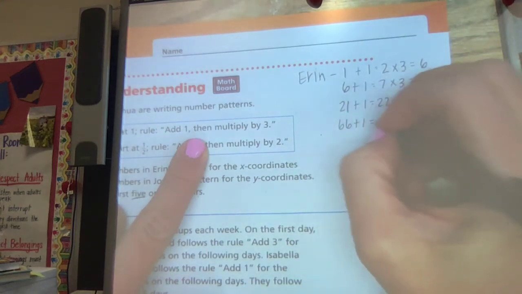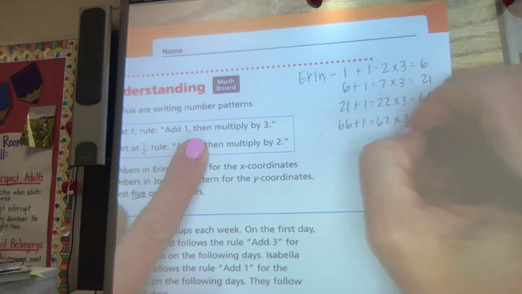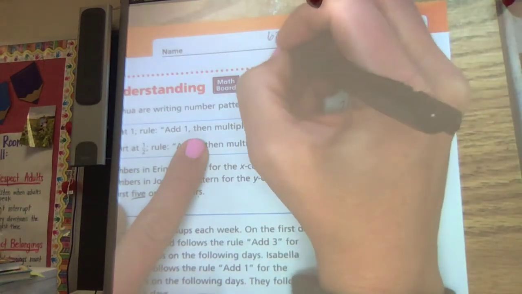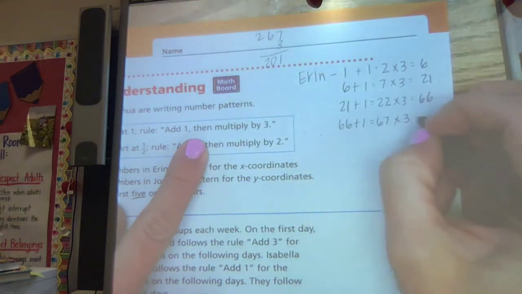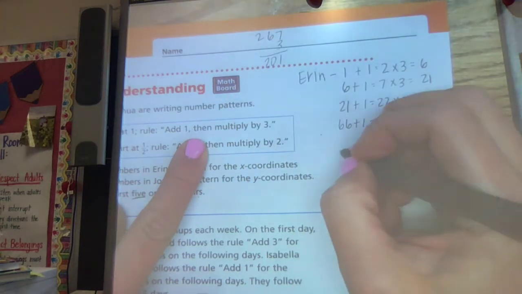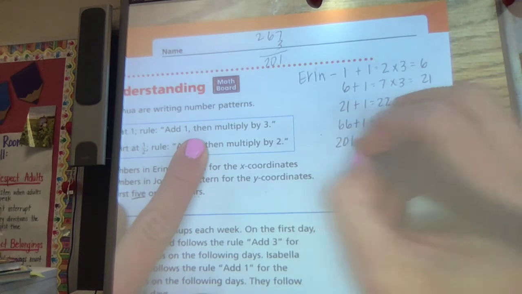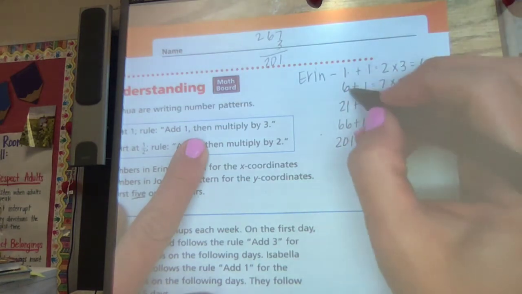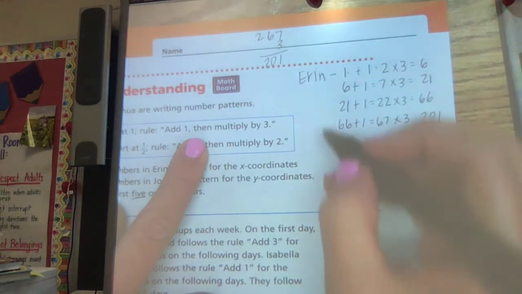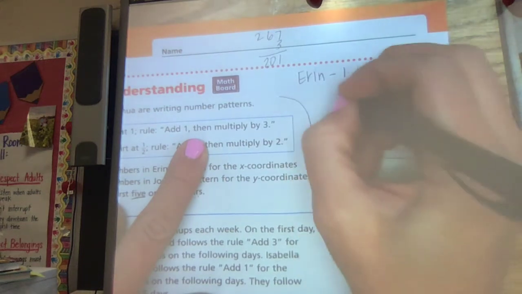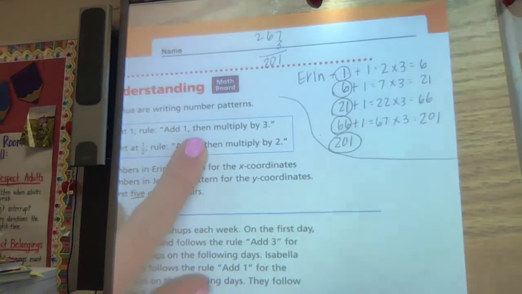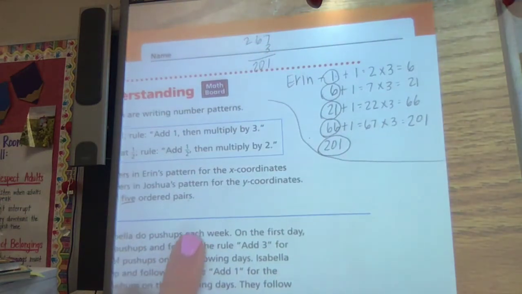Plus 1, 67. Multiply by 3. I'm going to have to work that one out. I don't know it. 18, 19, 20. That's 201. So my fifth one is 201. 1, 2, 3, 4, 5. Okay? I'm going to circle those to help me know. Those are Aaron's first 5 numbers. Now I need to work out Josh.